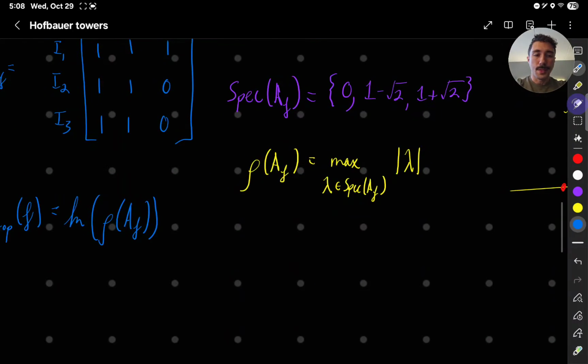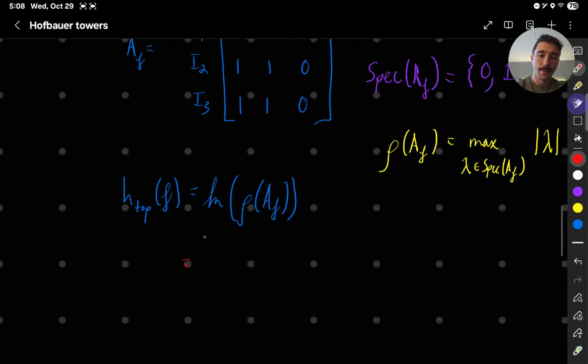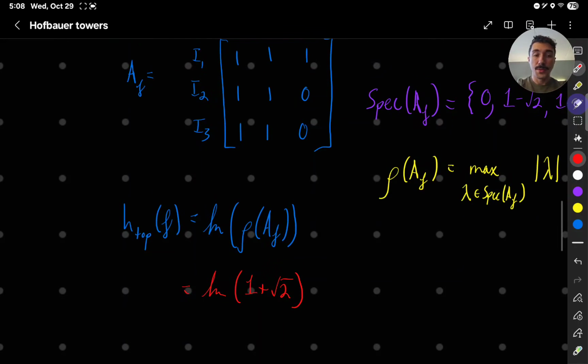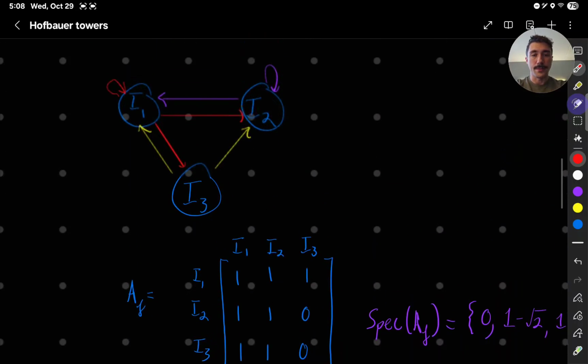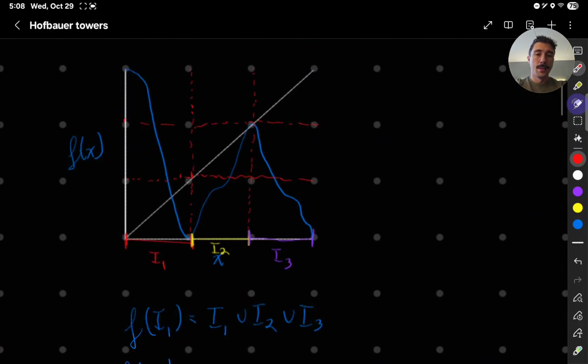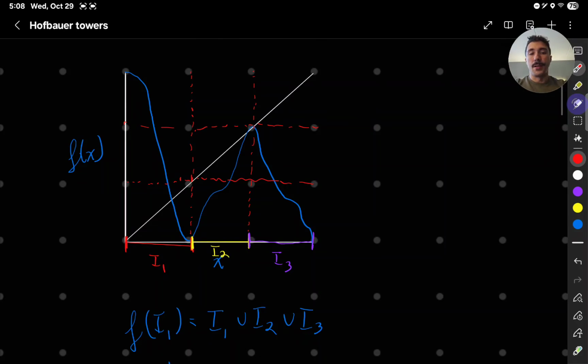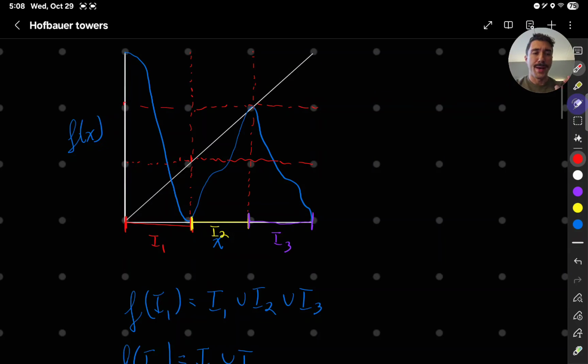So in this case, we have natural log of the absolute value of 1 plus root 2, or just 1 plus root 2. So we know how to calculate the topological entropy. It's very easy for Markov maps. But this only works when laps map onto unions of other laps, and they completely cover them. If a lap maps only partially into one lap or onto a part of one lap, then you don't have this ability to calculate the topological entropy this way.